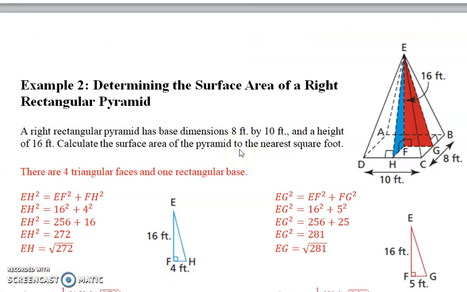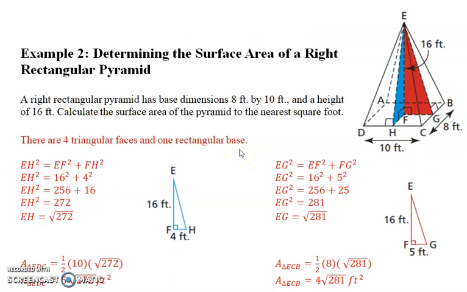Next, we'll scroll down to page 16, which is example 2. It says determine the surface area of a right rectangular pyramid. So in this case, there's going to be four faces, and then we'll say one base. Okay, so we have four triangular faces and one base. We've got the base dimensions at 8 by 10, and we have the height of 16.